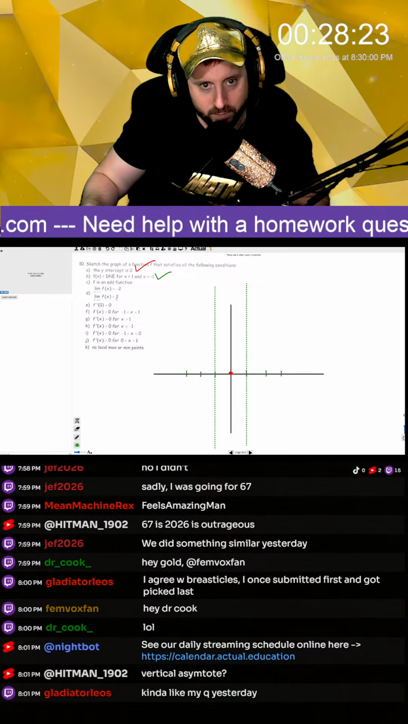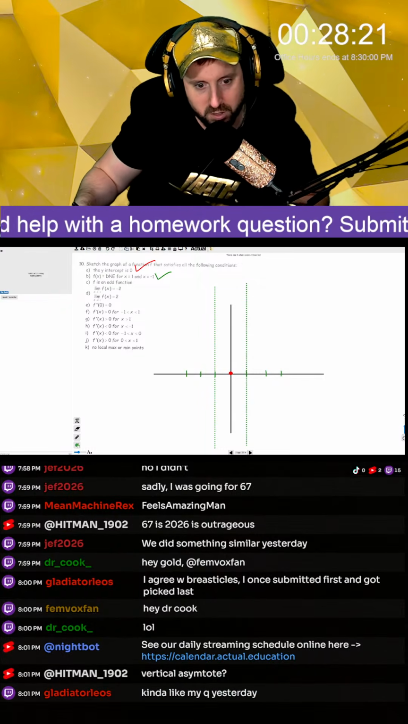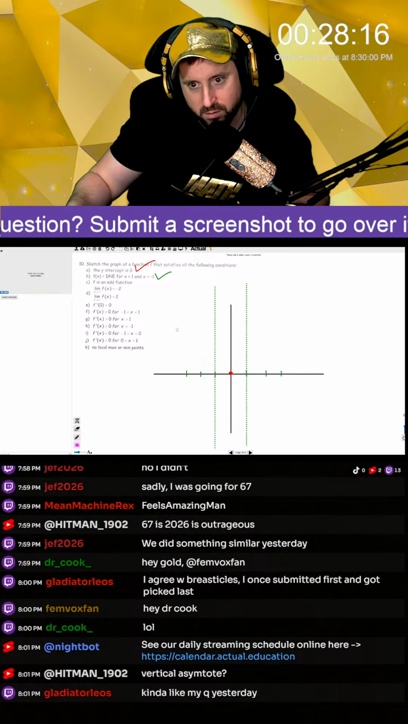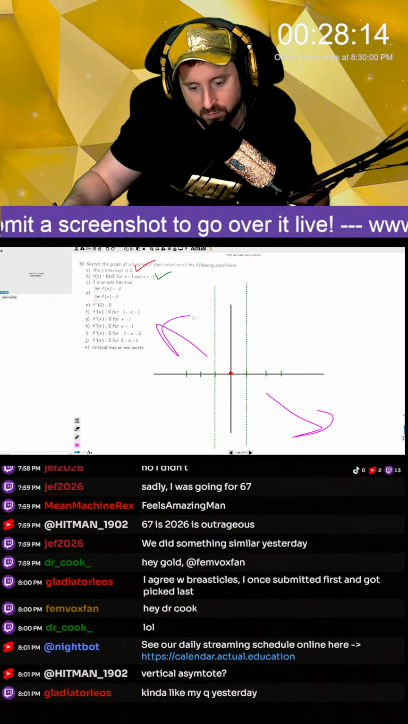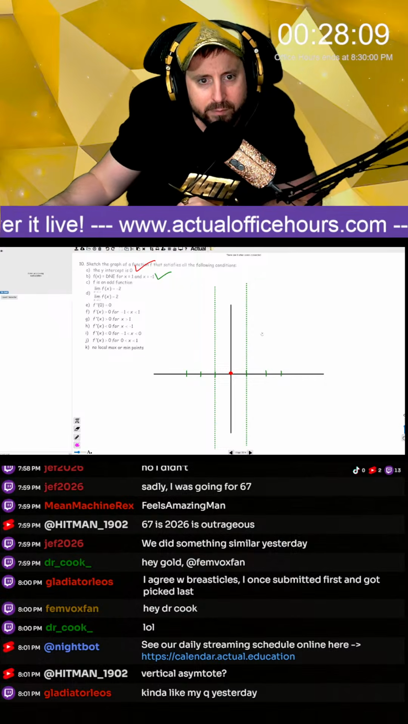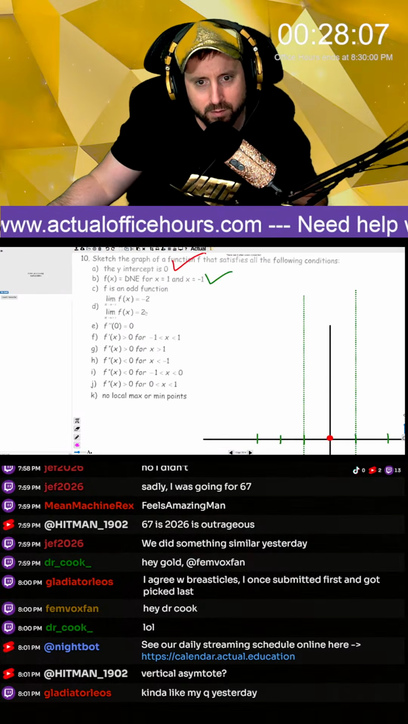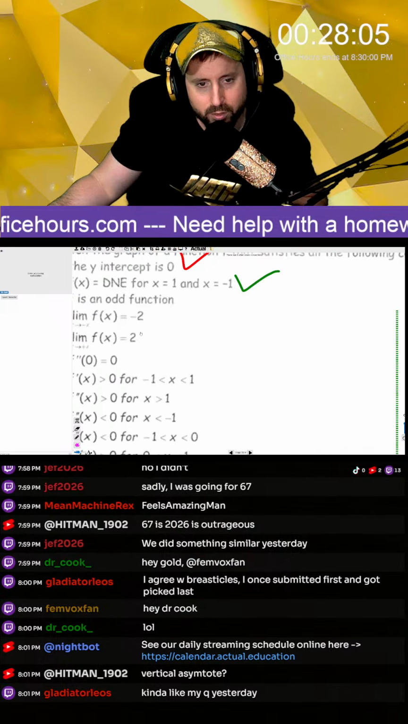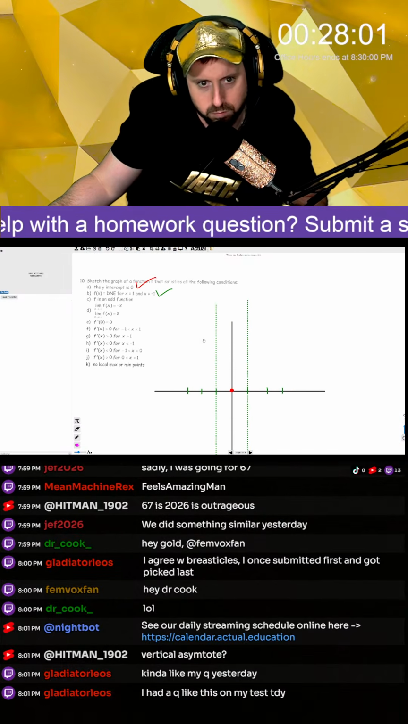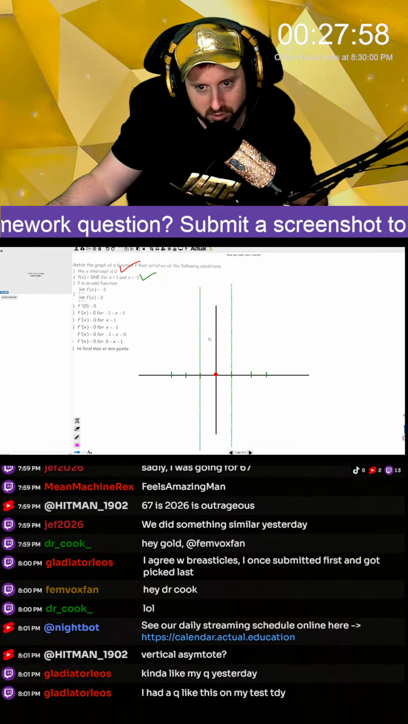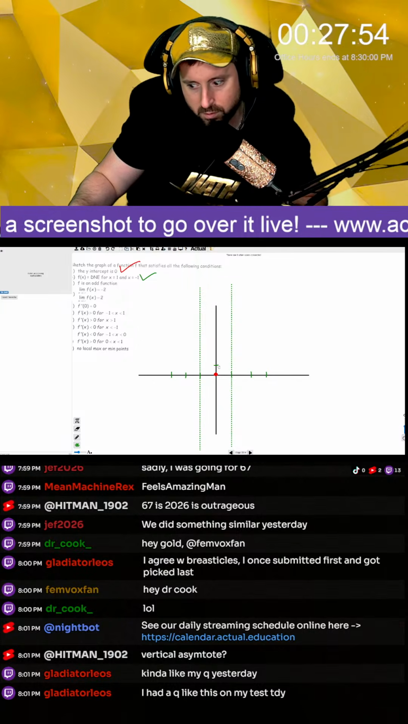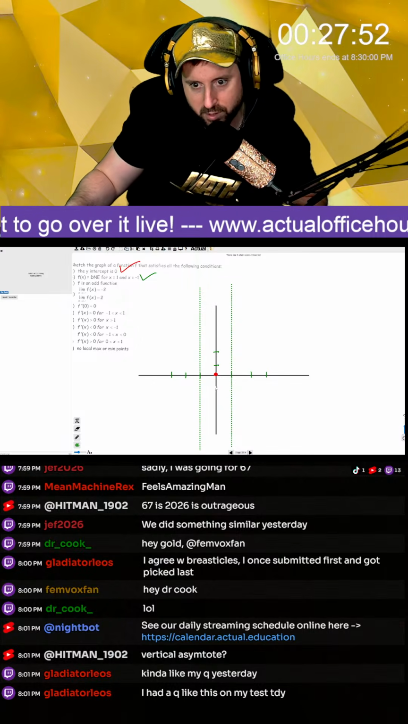It's an odd function, though. That's fun. So odd function means, in terms of the endpoints, it either does this and this, or it does this and this, right? And they say the limit as x approaches negative infinity is -2, but the limit as x approaches positive infinity is equal to 2. Okay, so we have another asymptote we have to deal with. Let's put that on our graph.